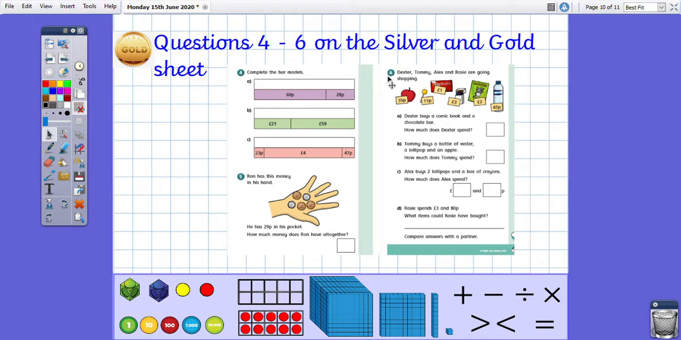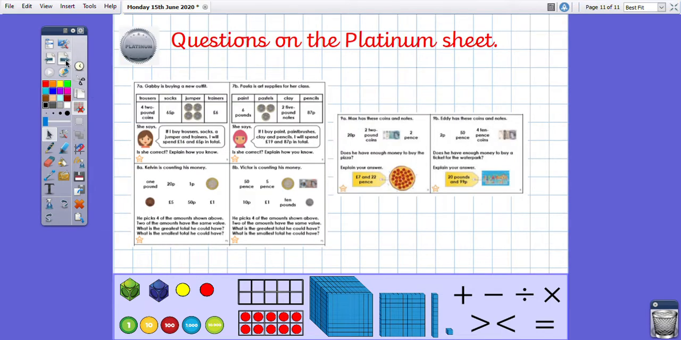And then question 6, Dexter, Tommy and Alex and Rosie are going shopping. You need to work out the different totals, okay? And platinum, you need to work out if the children are correct when they are buying things. You then need to answer the statements.